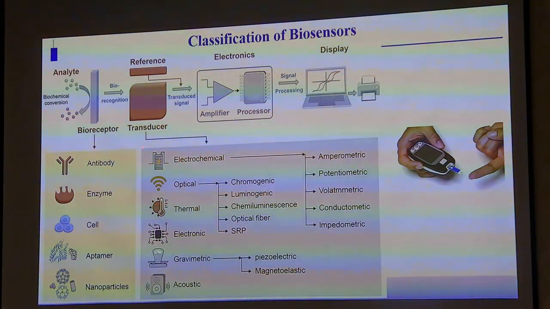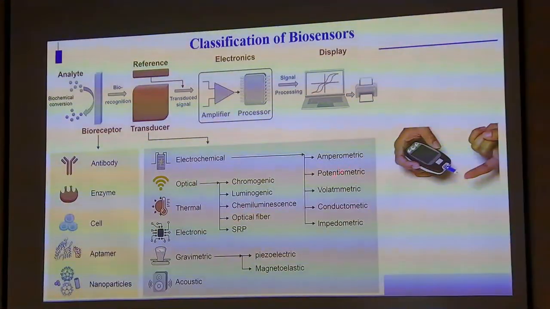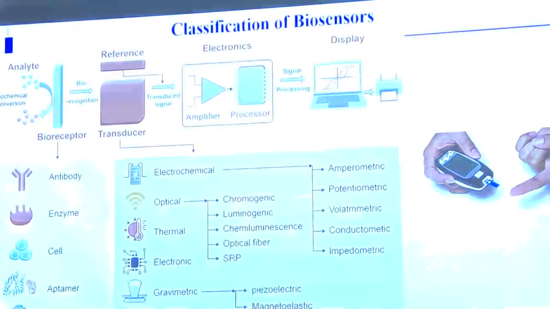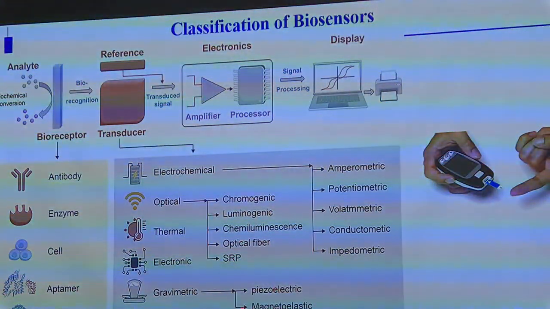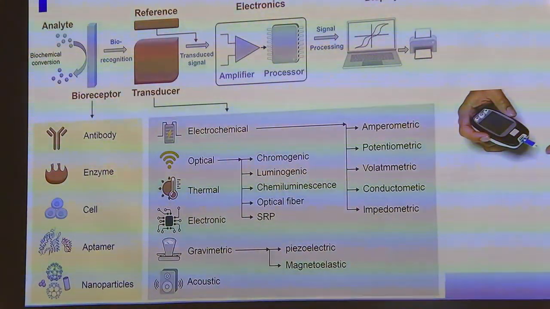And based on transducer, you can categorize, for example, electrochemical. When you talk about electrochemical, there are some subcategories: amperometric, potentiometric, voltammetric, or impedometric. Then you will have optical, again with subcategories like optical fiber and chromogenic. And then you have gravimetric, where you talk about piezoelectric and magnetoelastic. And there are some other categories too. So based on how the transducer works, you can classify your biosensor. So there are two simple classifications.